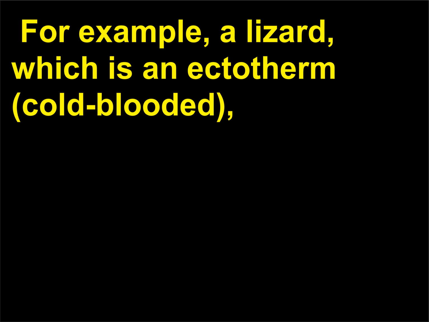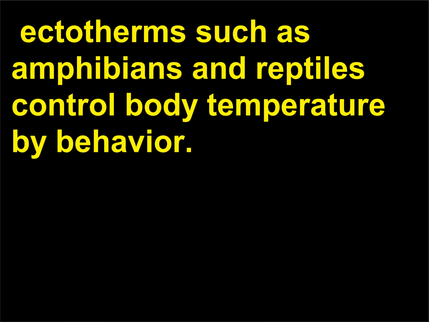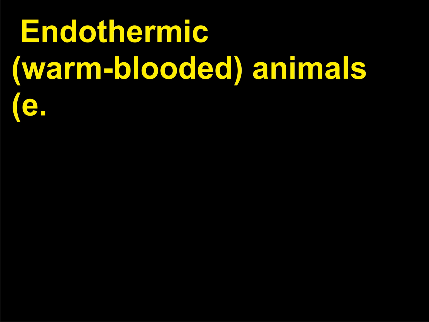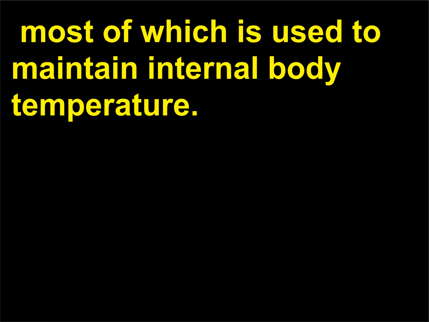For example, a lizard, which is an ectotherm, cold-blooded, uses less energy because it does not maintain a constant body temperature. Ectotherms such as amphibians and reptiles control body temperature by behavior. Endothermic, warm-blooded animals, e.g., birds, mammals, have a higher energy budget, most of which is used to maintain internal body temperature.